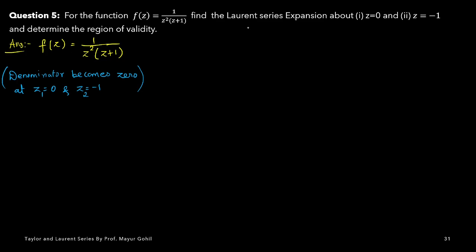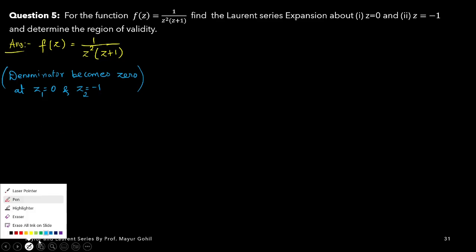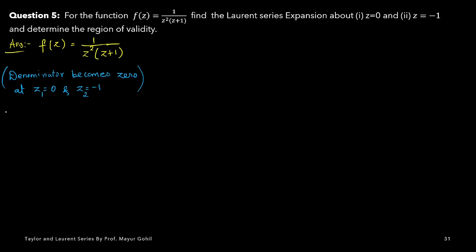Now they are saying the center of the Laurent series is about z equal to 0, meaning the center is the origin. So that means we are going to have mod z. See, we have to write down the region over here. So how to write the region?